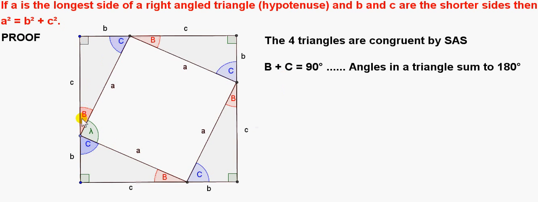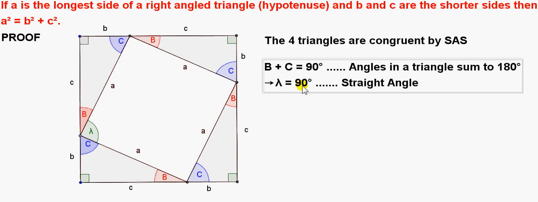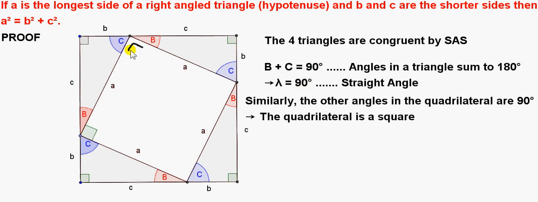So if B and C sum to 90 degrees, what is this angle lambda in here, in the corner of this inner quadrilateral? Well, these three angles sum to 180 degrees. We have a straight line formed, so lambda must be 90 degrees. 90 plus 90 gives 180. Similarly, we can show that this angle is 90 degrees because the three angles up here make 180 degrees, and B and C sum to 90. Also this is 90 degrees and this here is 90 degrees. So the four angles are 90 degrees. That means that we have a rectangle. And since the four sides are the same, this rectangle is a square.